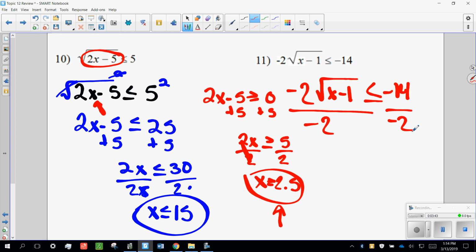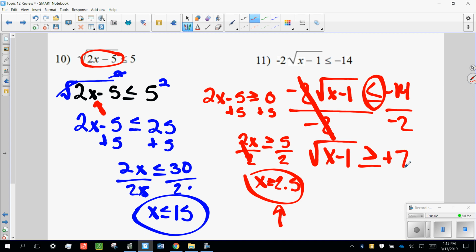What happens with an inequality when we divide by a negative? These will divide out, and then the inequality sign has to turn around. So we get square root of x minus 1 greater than or equal to positive 7. Now we're ready to square both sides.